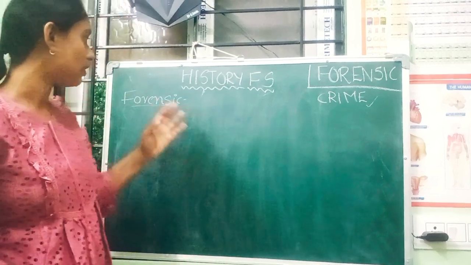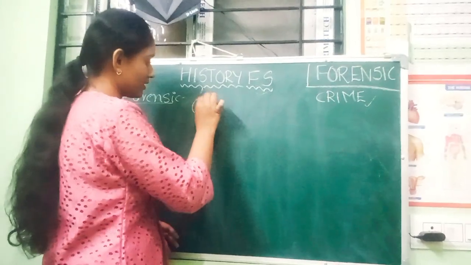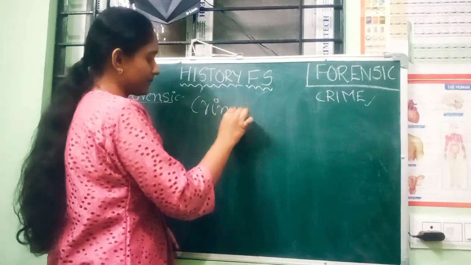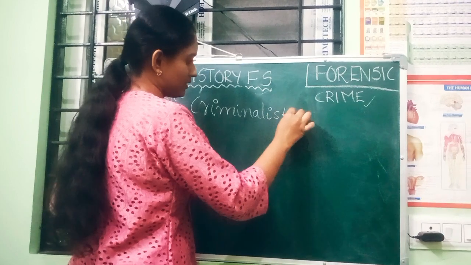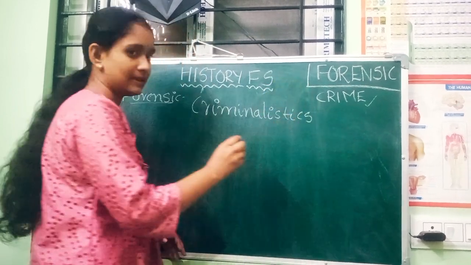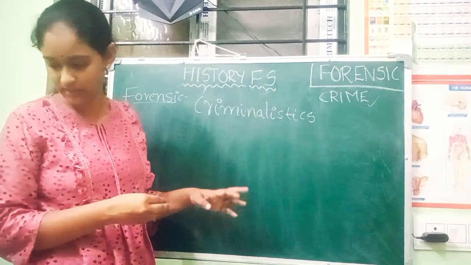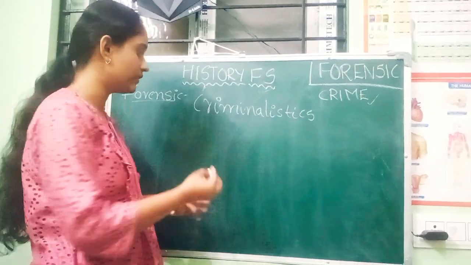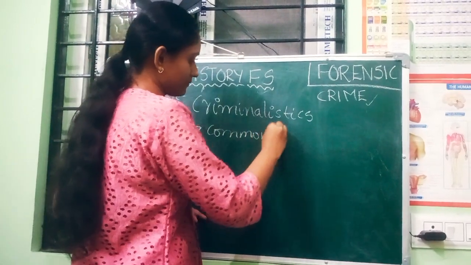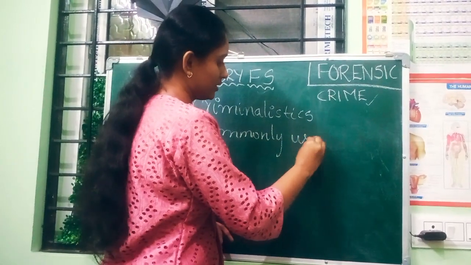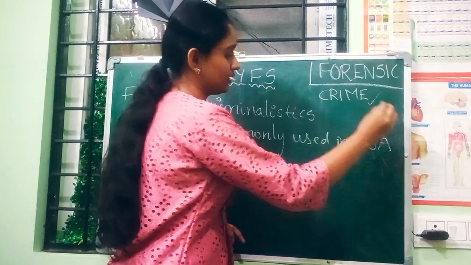Forensic science is also known as criminalistics. It is used in countries like the US. That is another synonym term which is commonly used in the USA.